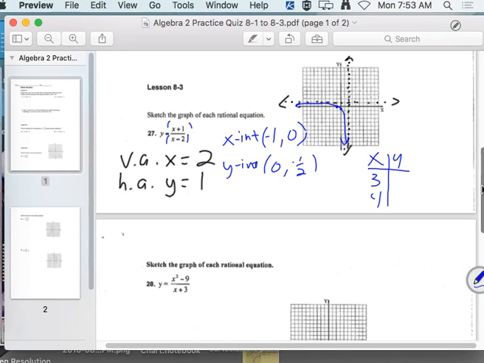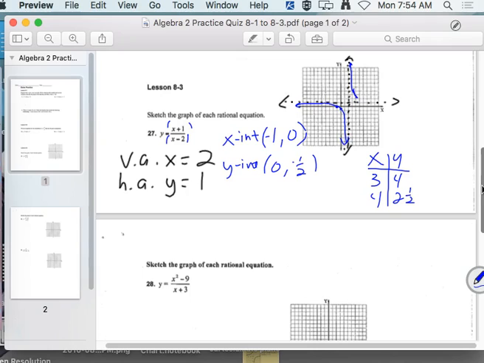So 3 plus 1 is 4, and 3 minus 2 is 1, and 4 divided by 1 is 4. Nice little point there. Put a 4 in here. 4 plus 1 is 5. 4 minus 2 is 2. 5 halves is 2 and a half. And that's as close in as we get.